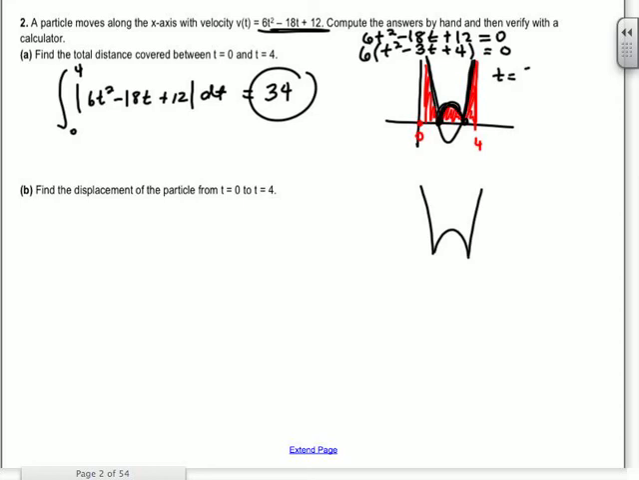Negative b plus or minus the square root of b squared minus 4ac. I'm struggling today. I'm not going to post this video. Okay, I was like, why did I do one that doesn't factor?